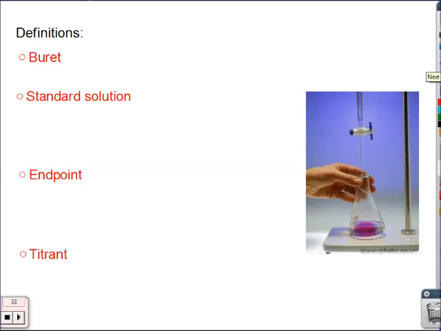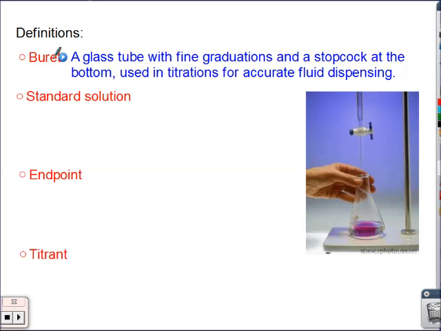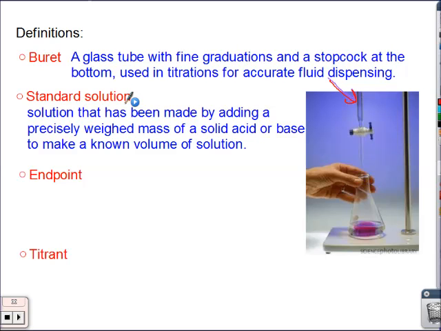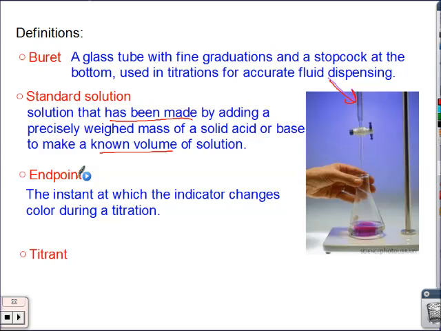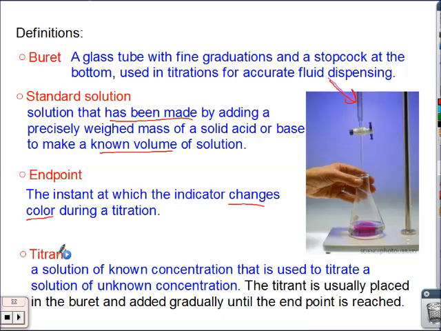So some definitions, you're going to need to write these down. A burette is my long glass tube, this thing right here. My standard solution is what's been added, usually to the burette. It's the one that I know. It has been made, I know what it is. The end point is when the color changes. And a titrant is the solution of known concentration used to do the titration for the unknown. Usually the standard solution can be the titrant. That's the thing that goes into the burette. It's placed in the burette.